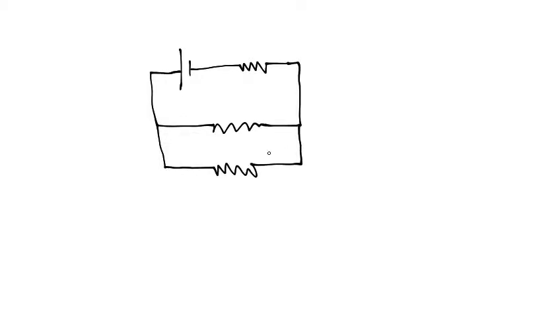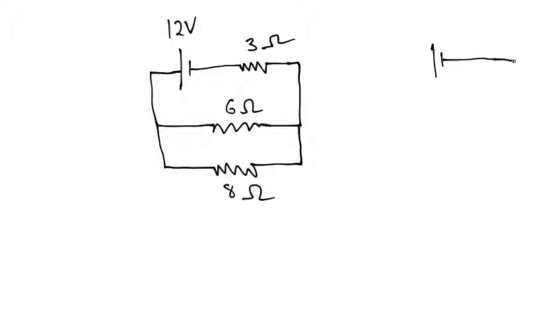Okay. We're going to put some values on this. This is going to be a 12-volt battery, and this is going to be a 3-ohm resistor. This is going to be a 6-ohm resistor, and this is going to be an 8-ohm resistor. Now, I want to stress the fact that I could actually redraw this circuit as such. So I want you to be aware that I could redraw it like this.